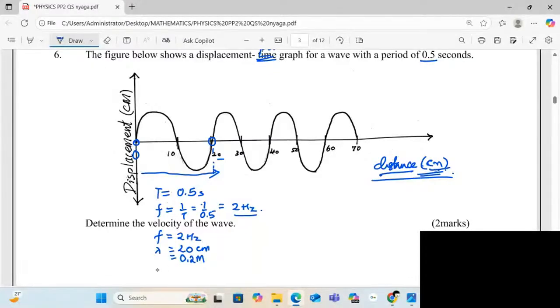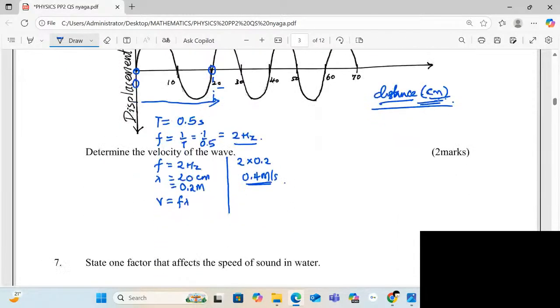Therefore, from the formula V is equals to F lambda, we can substitute and say that we're having our 2 Hertz times 0.2 meters. So this becomes 0.4 meters per second. We can go ahead to the next question.